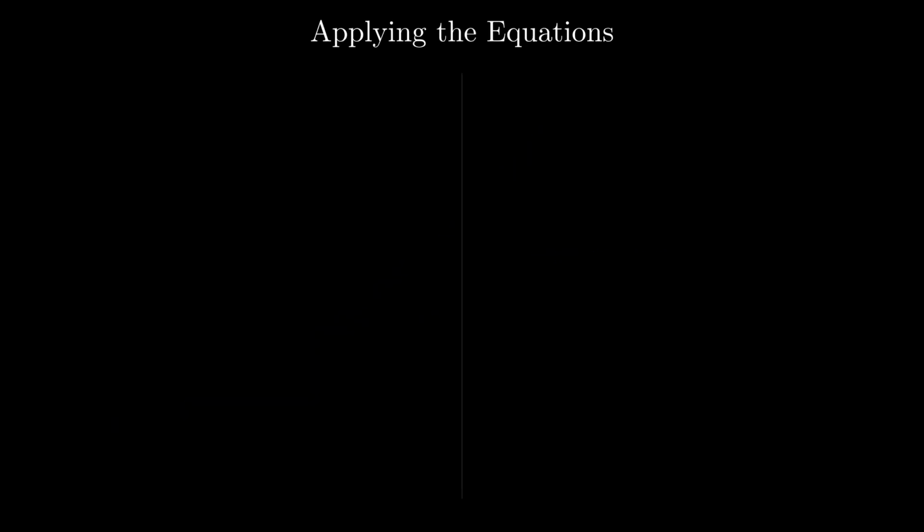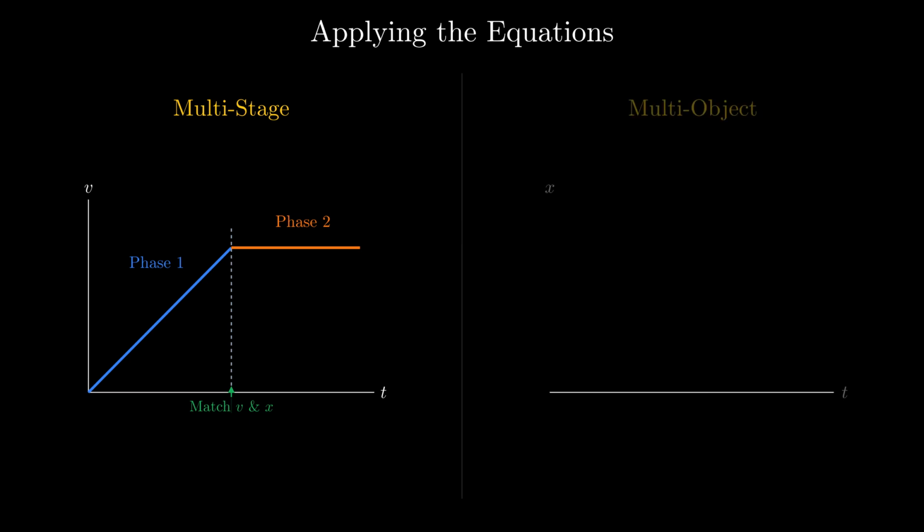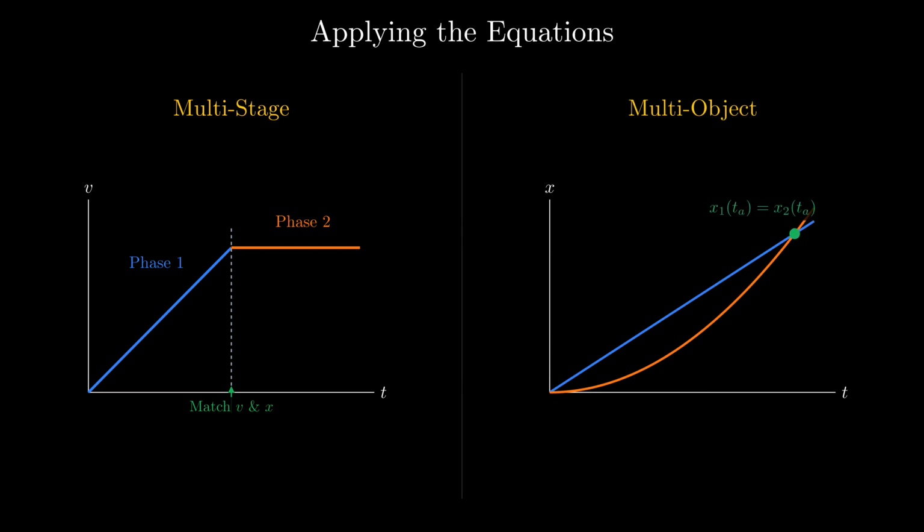These equations handle a wide range of problems. For multi-stage motion, write piecewise functions, one set of equations per phase, matching position and velocity at the boundaries. For multi-object scenarios, write separate position functions and set them equal at the meeting point.